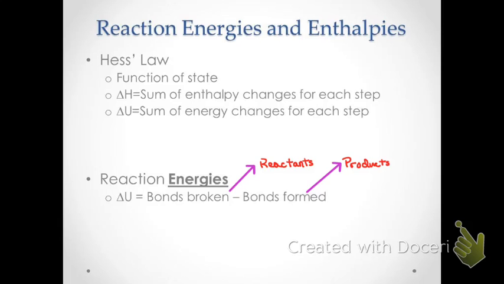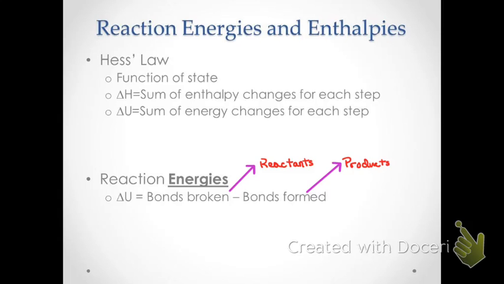In this case, it's the bonds broken, the reactant bonds, minus the product bonds, which is the opposite of how we calculate delta H based on enthalpies of formation. And this is simply because when bonds are broken, energy is required. When bonds are formed, energy is released, and hence the negative sign associated with the formation. Now that would be delta U if we are calculating using bond energies.